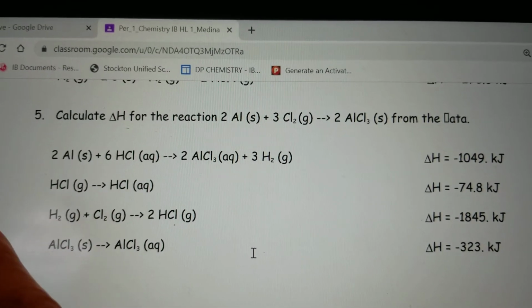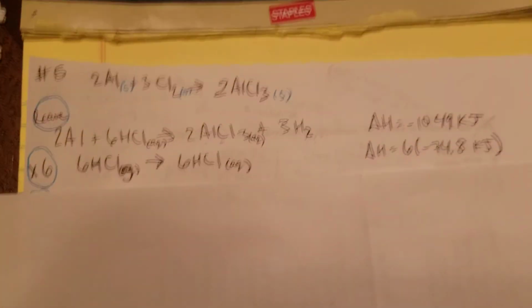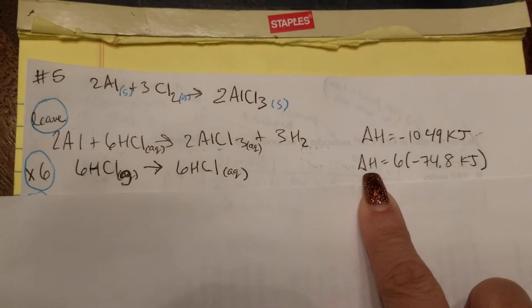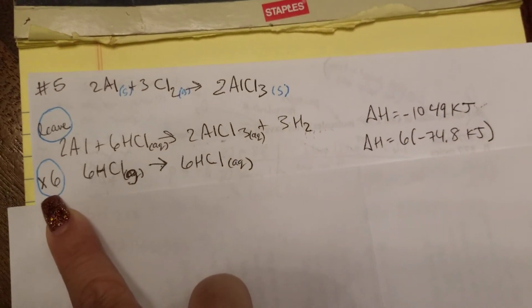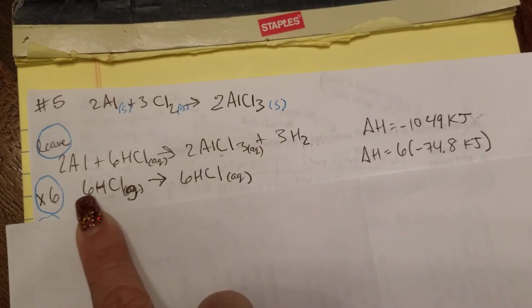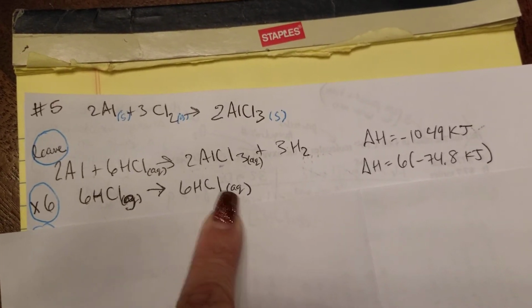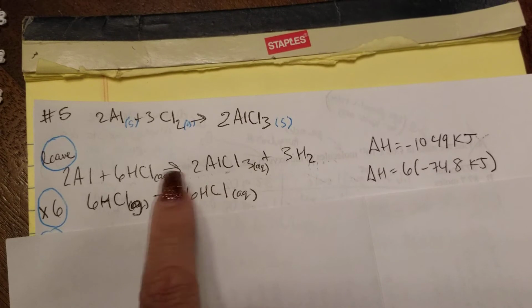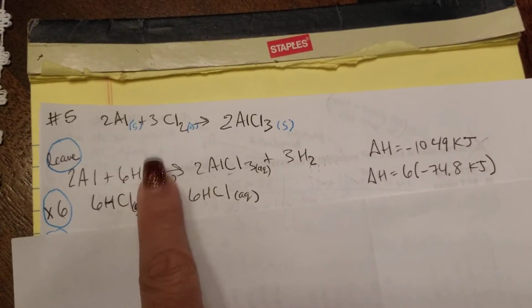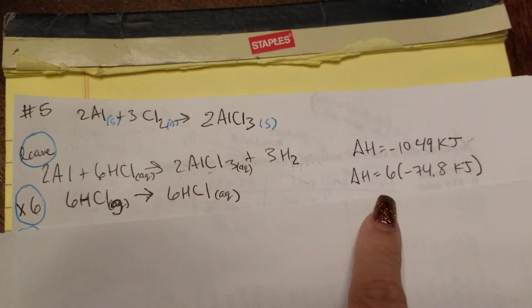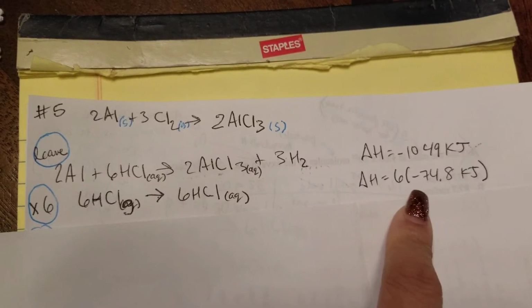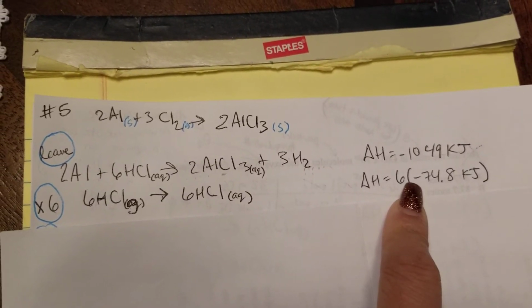So I'm going to take the second equation and multiply the whole thing by 6. And when I say multiply the whole thing by 6, that includes even the delta H value, right? Notice I've circled over here what I'm doing to each equation. 6 HCl gas makes 6 HCl aqueous. And again, I need that because I need those 2 to cancel right there, one on the reactant side, one on the product side, and then I multiply the delta H by 6 as well.